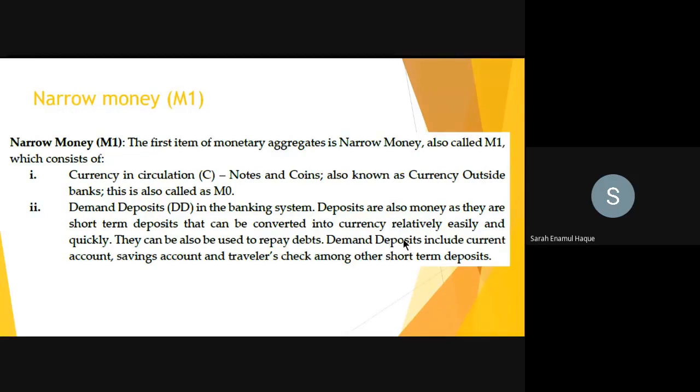So demand deposits include current account. So current account, basically those accounts in which the money is usually stored, but it usually doesn't have any sort of interest. There are some savings accounts where there is some interest, you can save money and you can have interest. And traveler's check is something very strange.